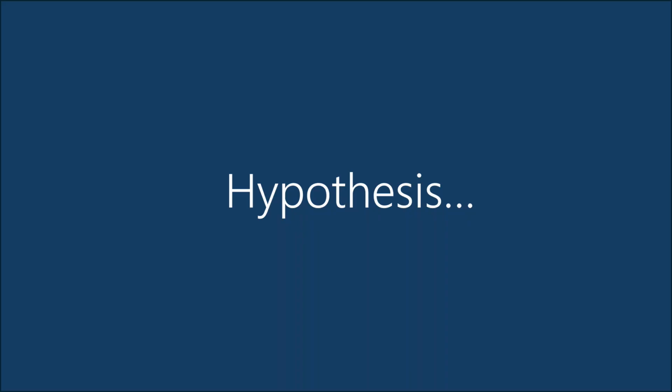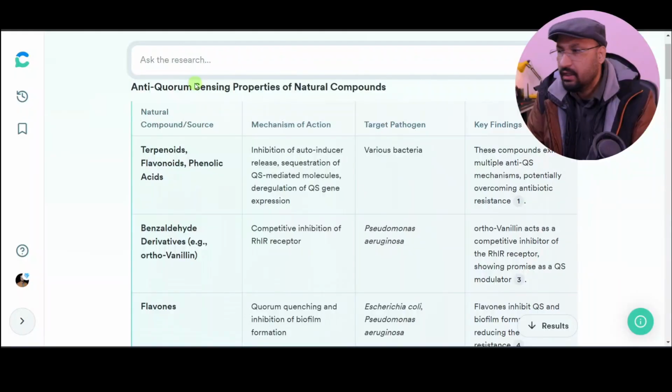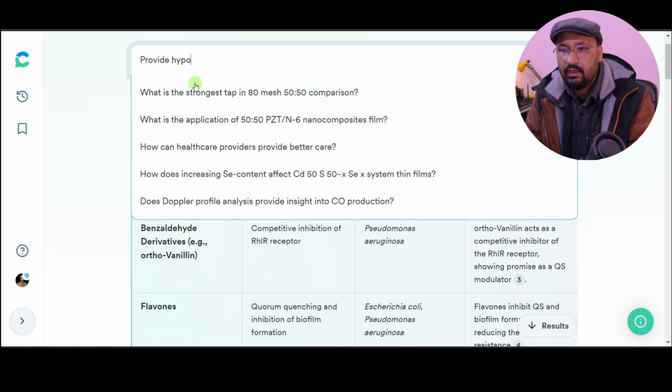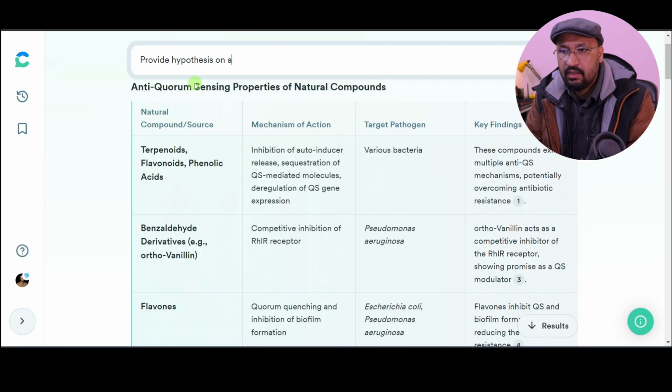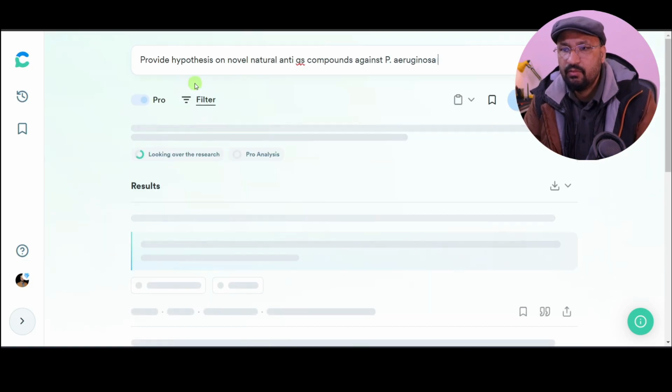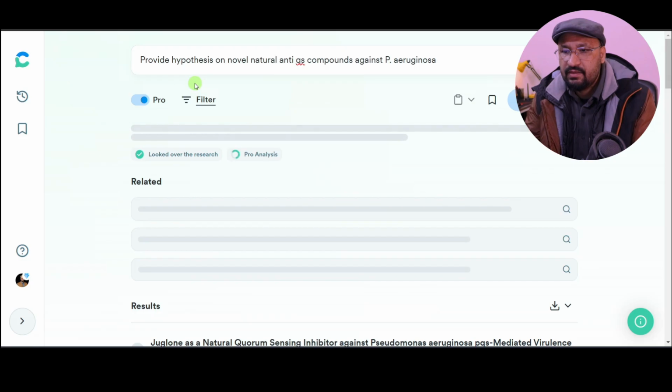Okay, let's design our own hypothesis. Let's design a prompt which will help us to get specific hypotheses on this particular research topic. So, provide hypothesis on novel natural anti-quorum sensing compounds against P. aeruginosa. I think this can be refined a little bit more, but a basic prompt could be like this. So let's see what kind of results we are getting.